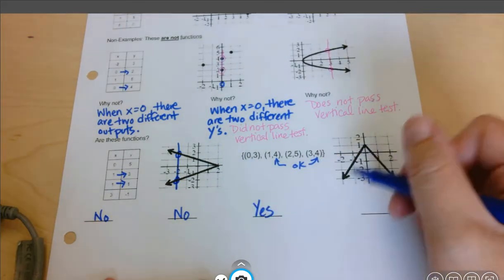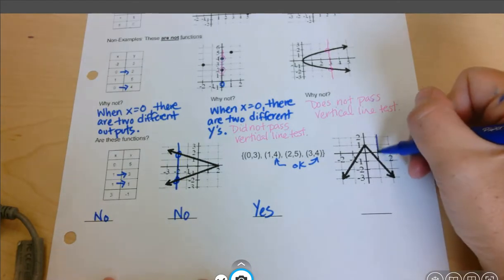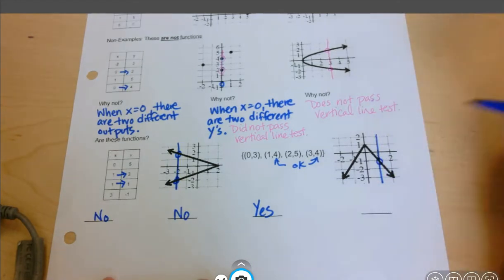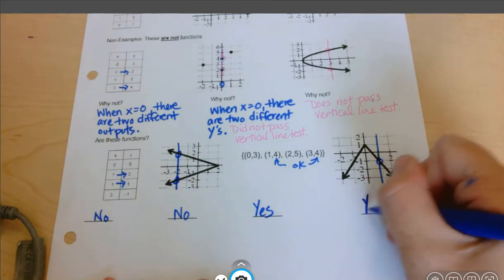And the last one does not have any repeated x's. You can see that the vertical line only crosses the function one time. So yes, it's a function.